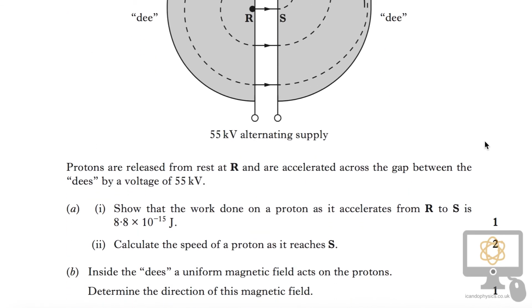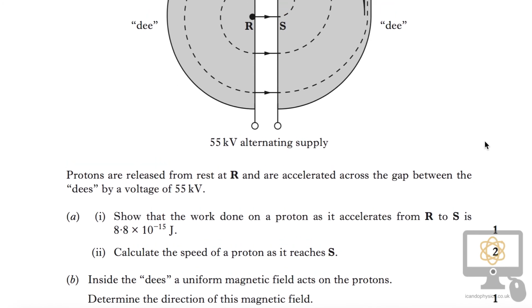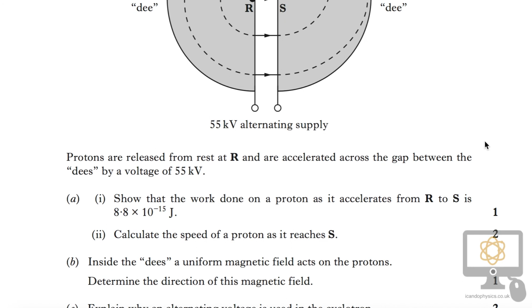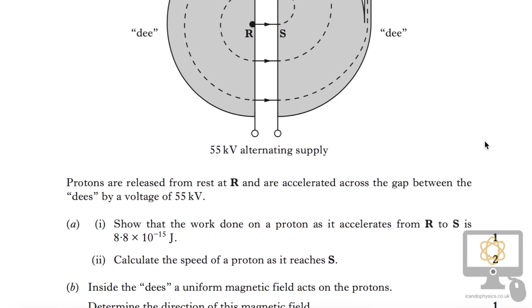And it says, inside the Ds, a uniform magnetic field acts on the protons, determine the direction of the magnetic field. Now this is one of those questions where I would pretty much guarantee that 50% of the pupils in Scotland probably get this one wrong. And you have a 50% chance. So the magnetic field acts on the protons to change the direction of the field.